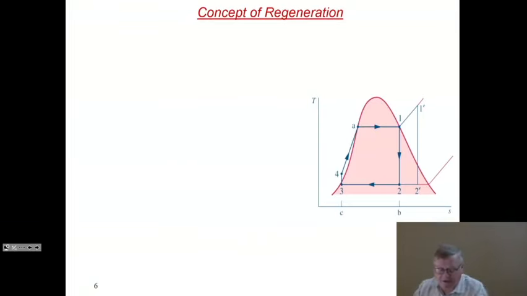The next technique that we use to increase the efficiency of a Rankine cycle is the concept of regeneration. Now that is a little bit more complicated. So let's start from a conventional Rankine cycle. 1, 2, 3, 4a, or even 1 prime, that works in superheated steam, 1 prime, 2 prime, 3, 4a.